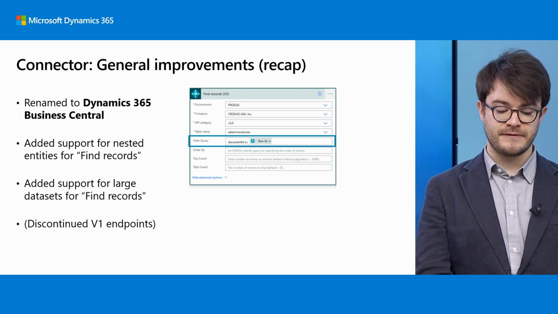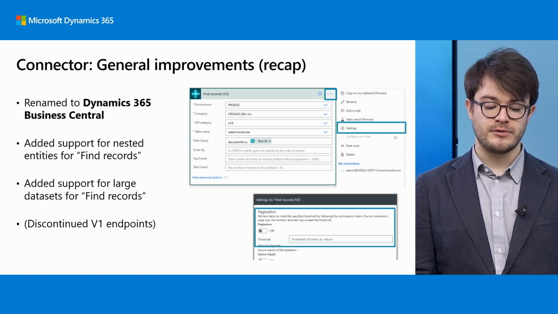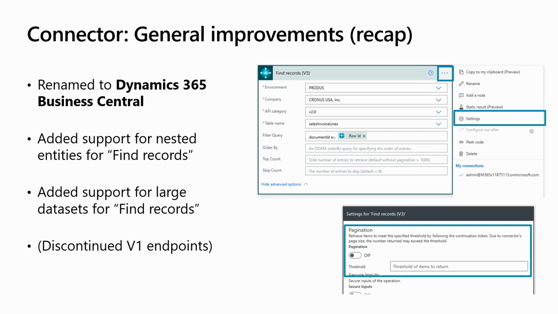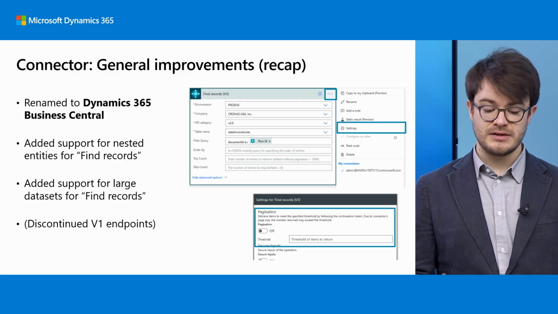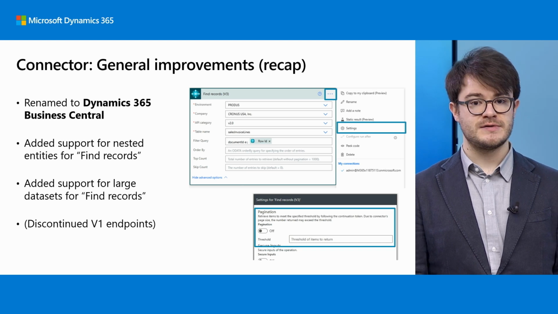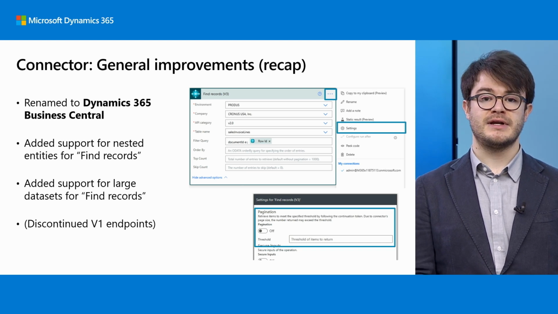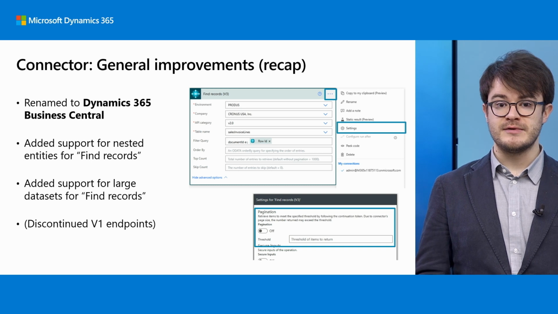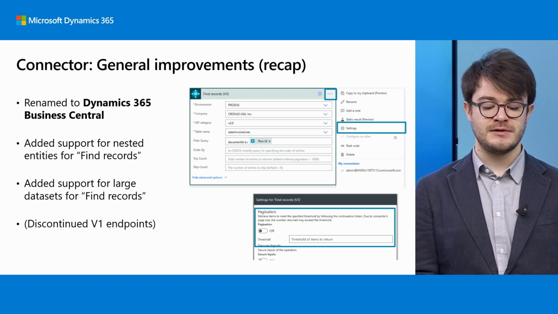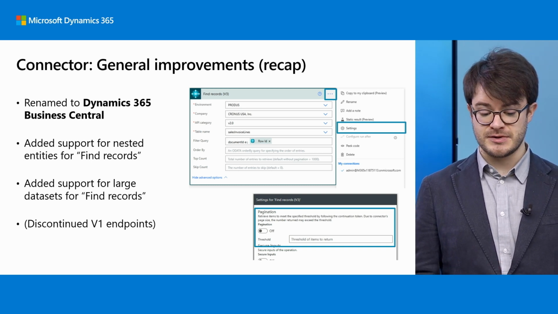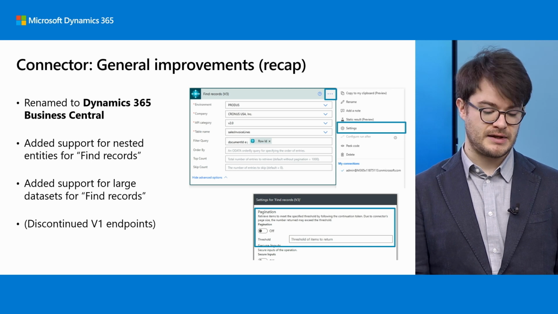We also had the support for larger data sets. So when you're using the find records action, you can use the 3 dots menu and the settings for the action to specify a pagination setting. Until this change, you were able only to retrieve 1,000 records using the Power Automate connector. Now you can actually retrieve up to 100,000. We still suggest you try to limit the number of records you retrieve, but in case your application needs more records, then you can do it now.